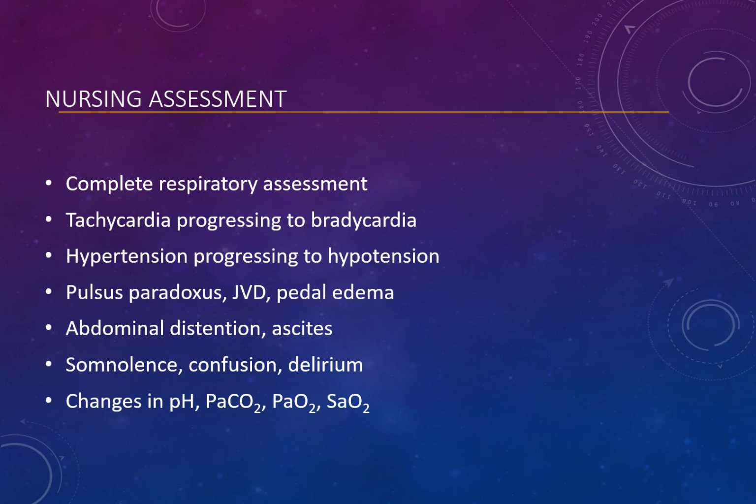Okay, so for our nursing assessment, we want to do a complete respiratory assessment. We want to check the use of accessory muscles, the rate, rhythm, depth, and effort of breathing, the chest expansion, lung sounds. We want to check the heart rate. If they have tachycardia, if it progresses to bradycardia, that's essentially the heart's compensatory mechanism failing at that point. Same thing with hypertension progressing to hypotension. Pulsus paradoxus refers to a fall in a patient's blood pressure during inspiration, and it has to be greater than 10 millimeters of mercury to be considered pulsus paradoxus.